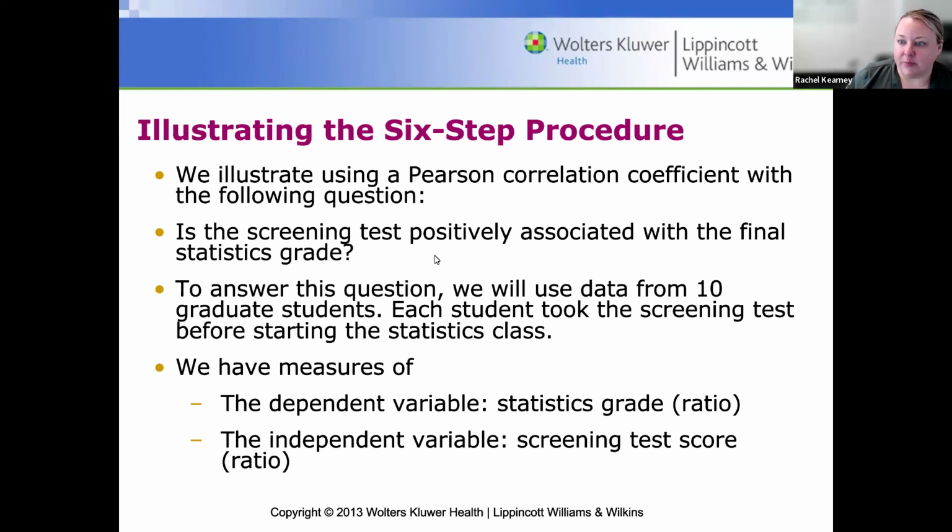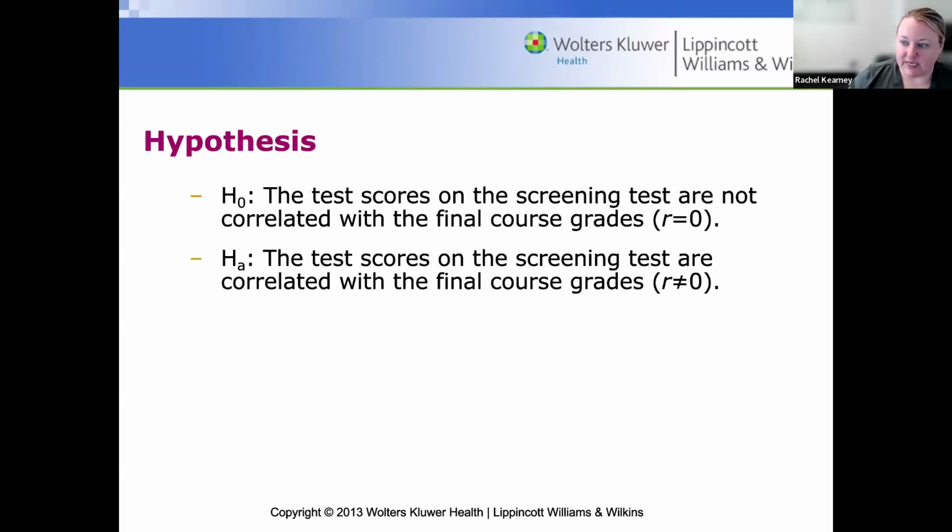So, is the screening test positively associated with the final statistics grade? To answer the question, we will use the data from 10 graduate students. Each of them took the screening test before they started the class, and then has a class grade. So the dependent variable is our statistics grade, that's our outcome, and the independent variable is the screening test, and those are both ratio variables. Next, we state the hypotheses. The null hypothesis is that they are not correlated, and the alternative is that they are.